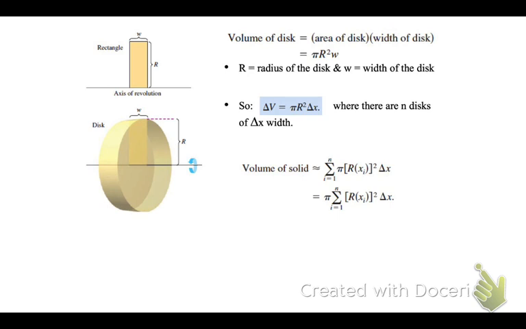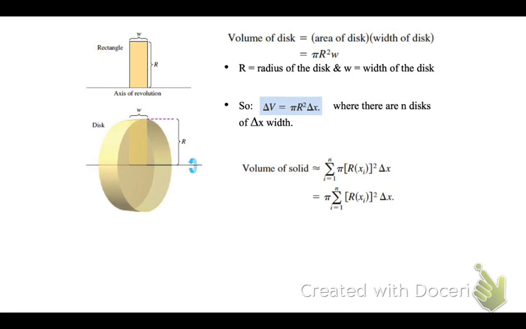Say that again. Well, R equals the radius of the disk, and W equals the width of the disk. So like R. Oh, okay, yeah. Say R is the radius of the disk. Okay, that's what I was saying. Okay, sorry.